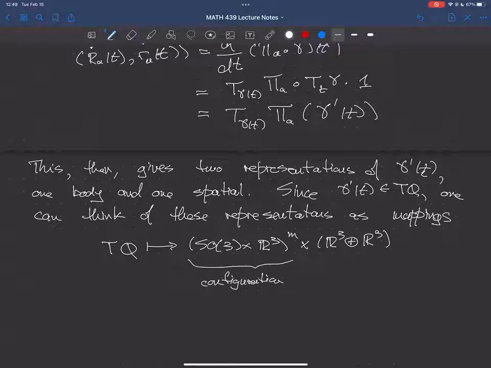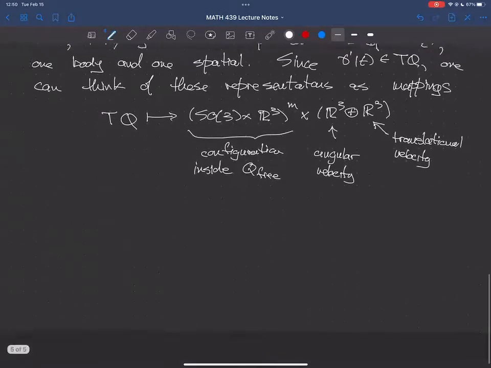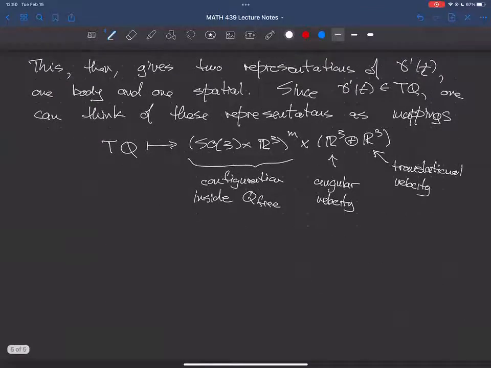So the idea is that this part here is configuration, inside Q free. And then here we have angular velocity, and it'll be either body or spatial. And then translational velocity. And so explicitly, now I'm going to just go and write all these things down.